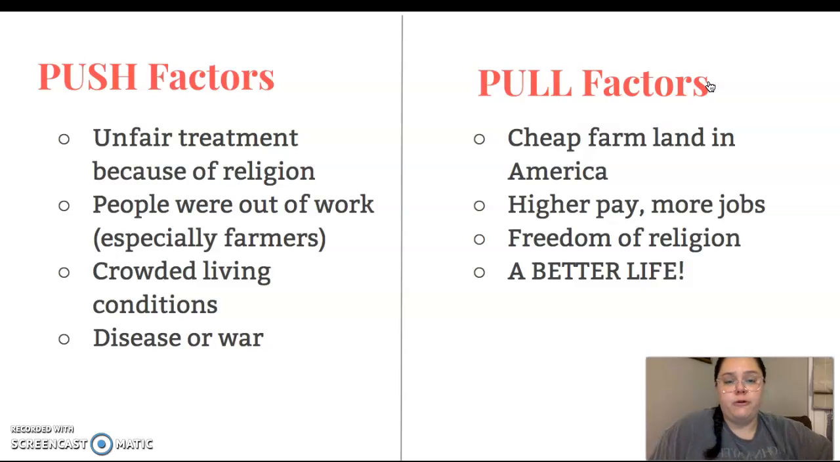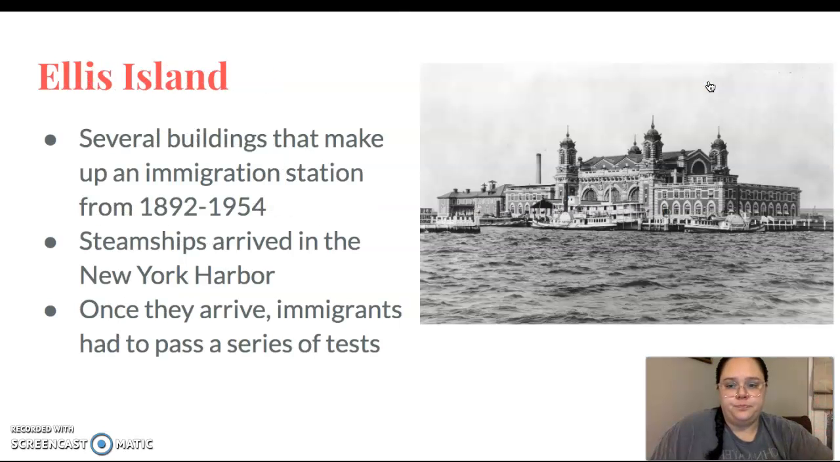And some of those pull factors: there was a lot of cheap land in America for people to live on and farm on. Secondly, people were paid more for the work they did and there were more jobs available. Third, we have freedom of religion, which means that anyone can practice any religion of their choice. And fourth, there was that hope of a better life.